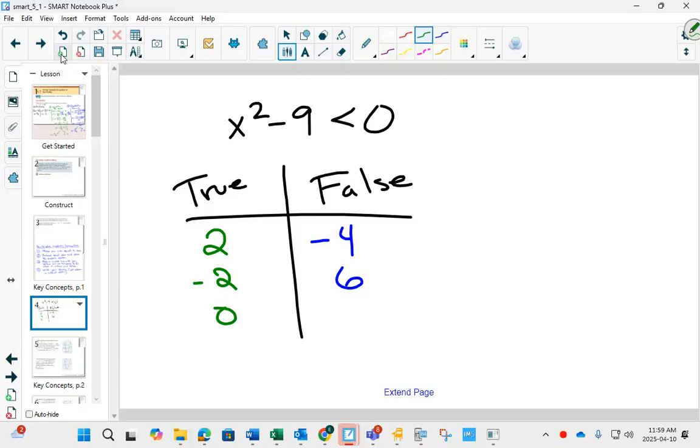3 and -3. But does 3 actually work in this case? No, we would have to put 3 on this side and -3 on this side because it would make it equal to 0. But we could say that, based on our observations, our solution is everything between -3 and 3.